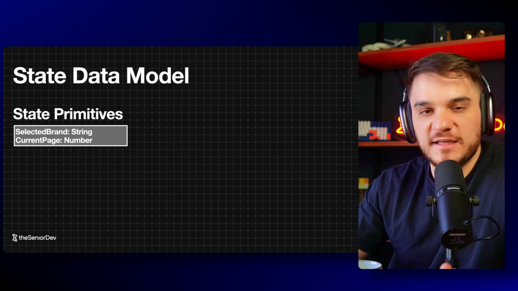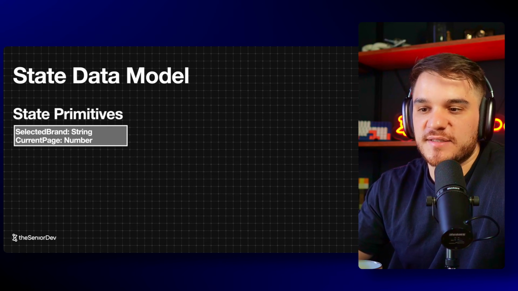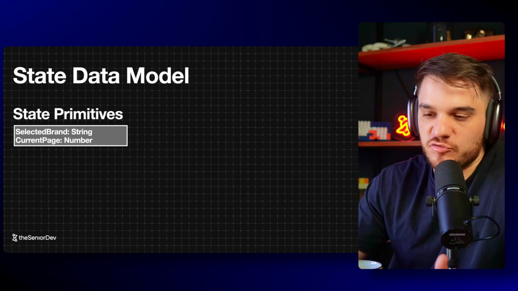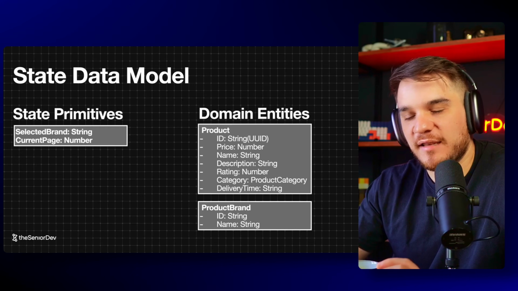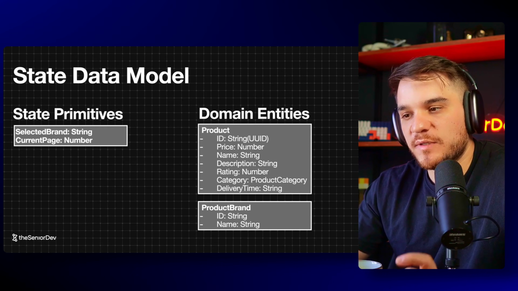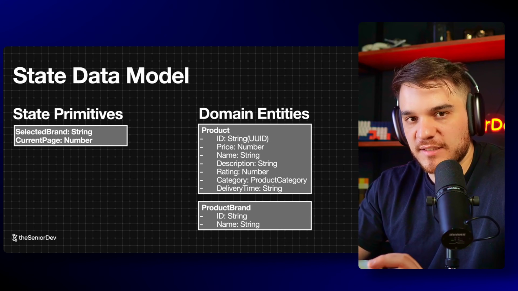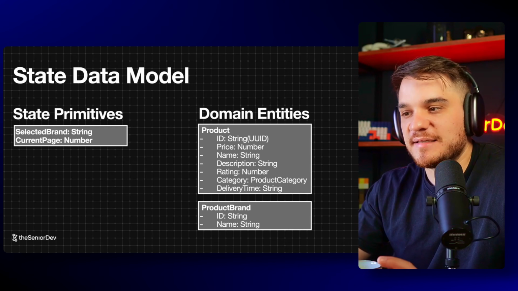So we have some state primitives, that's very simple state, like the selected brand, that could be a string or an array of strings, and the current page, which would be a number. And then we have our domain entities. That would be product and product brand. I will not go too deep into domain-driven design in this video, but you are expected to be able to look at a certain design and extract yourself at least the aggregates and the entities that it deals with.